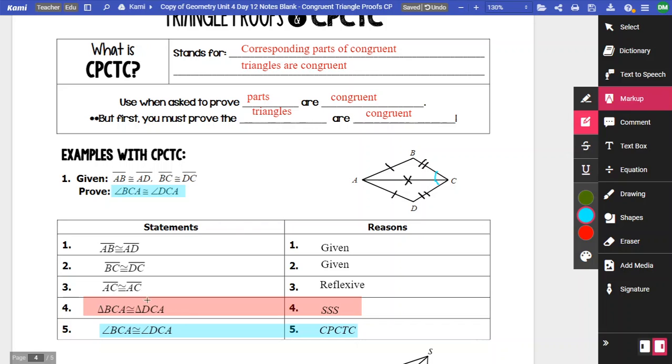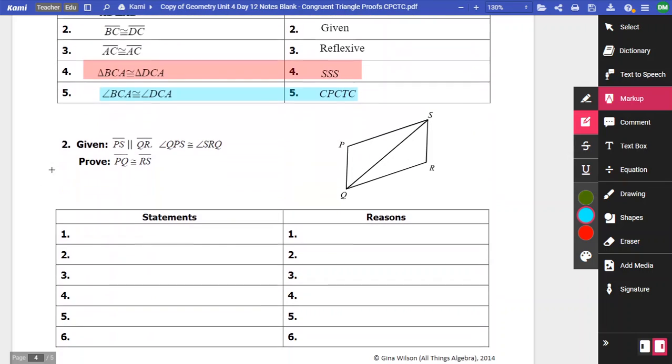Angle B is congruent to angle D. Angle BAC is congruent to angle DAC. So this is true for all the angles, and we already showed all the sides. That's how we showed that the triangle is congruent. Okay, let's move on to another one.